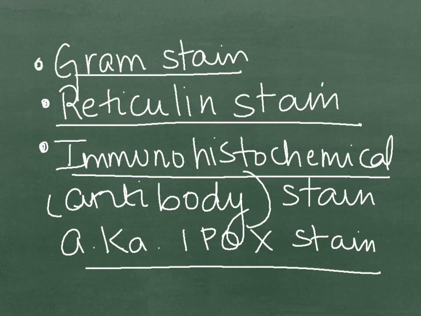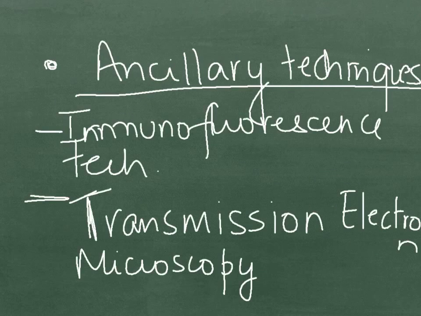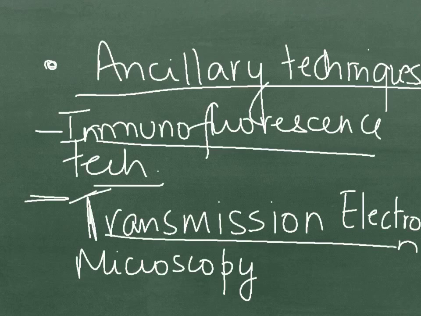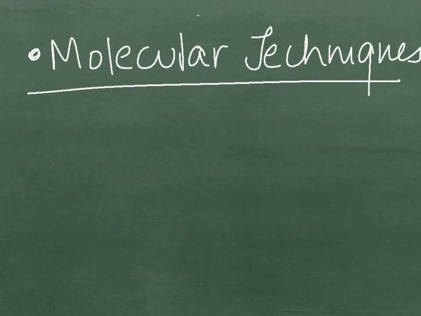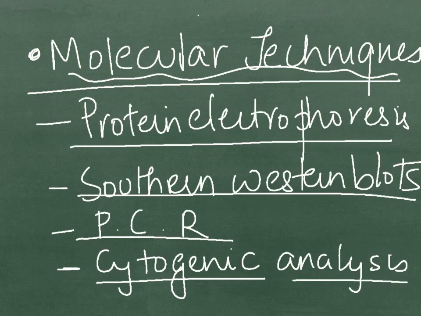The ancillary techniques are of two types: the immunofluorescence technique and the transmission electron microscopy. Don't worry, as we will talk about all these techniques in further lectures. And the last technique is molecular technique. Here we use protein electrophoresis, Southern and Western blots, polymerase chain reactions or PCR, cytogenetic analysis or karyotyping, in situ hybridization studies.